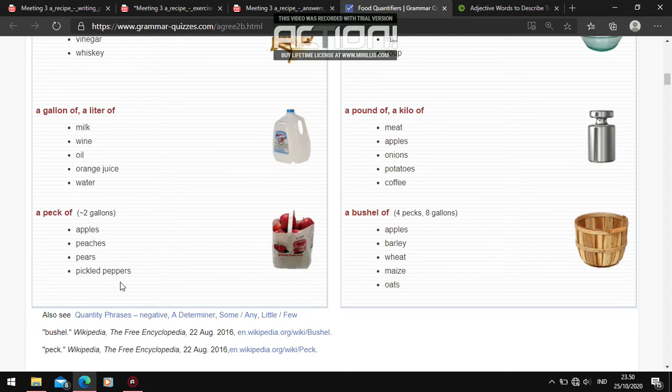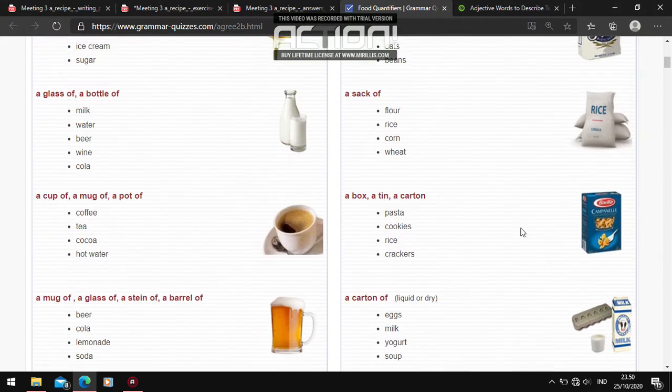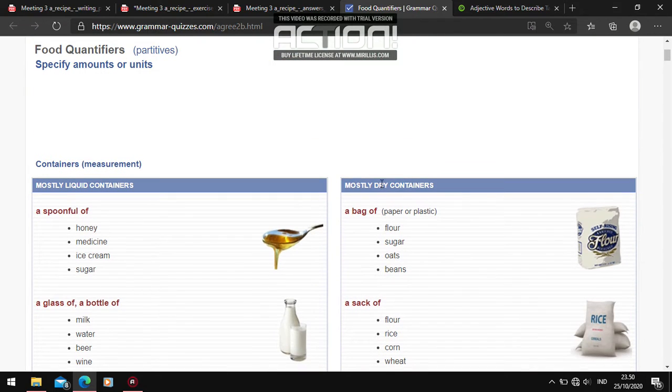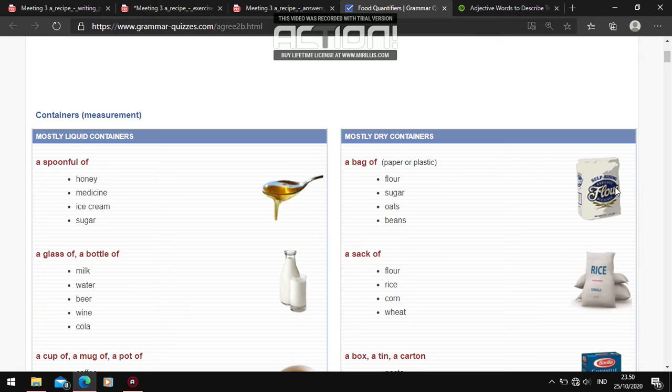Apples, peaches, pears, pickled peppers. And here you also have, if it is dry containers, the dry ones. A bag of flour, sugar, oats, beans. Jadi 1 bungkus gitu ya, kalau beli gandum yang 1 pak gitu ya.